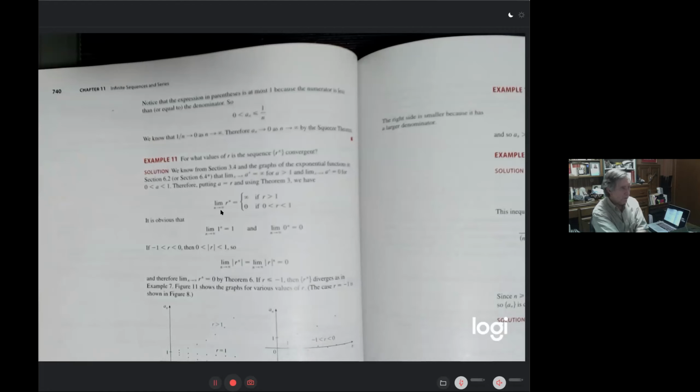And anyway, if the r is bigger than 1, go to infinity. If the r is between 0 and 1, you go to 0. Okay? And he notices here that 0 to the nth power is 0, so that limits 0, and this limits 1. So we can draw some more conclusions and write less than or equal here. He says if r is less than or equal to minus 1, oh, now we're talking about negative numbers. And this diverges, as in example 7, so we could go back to that.